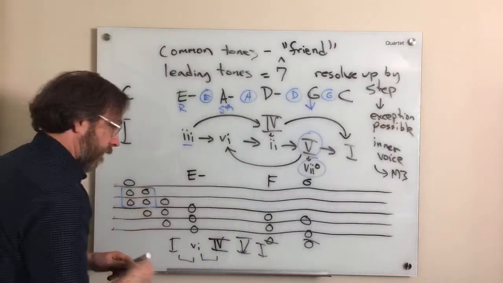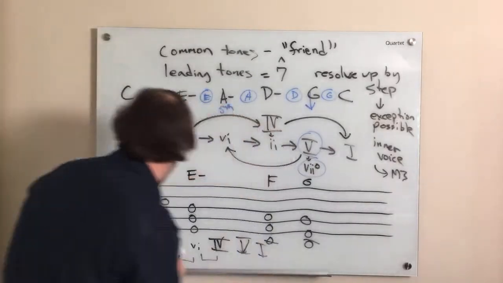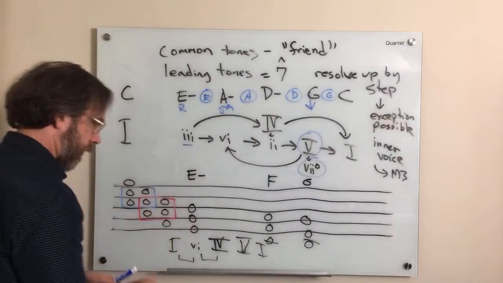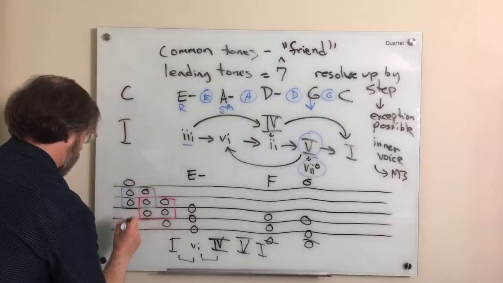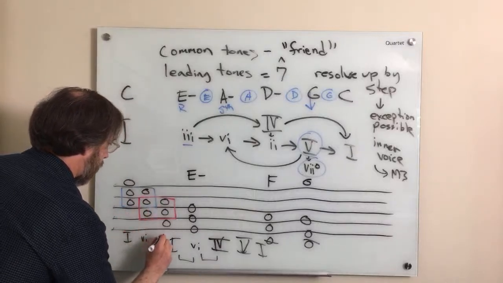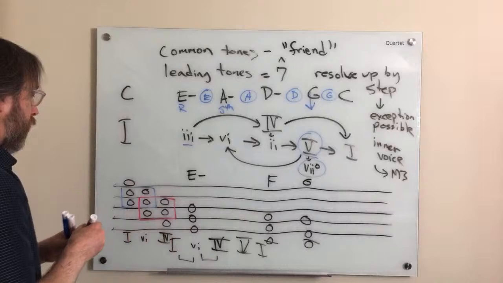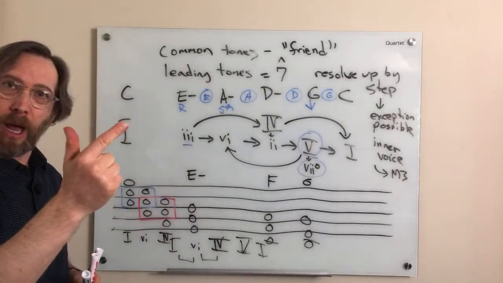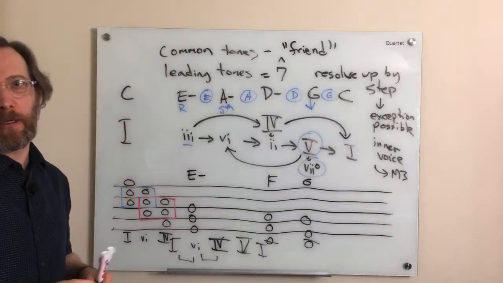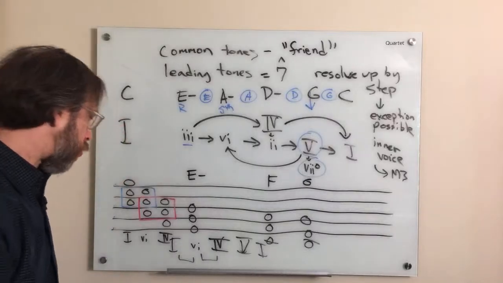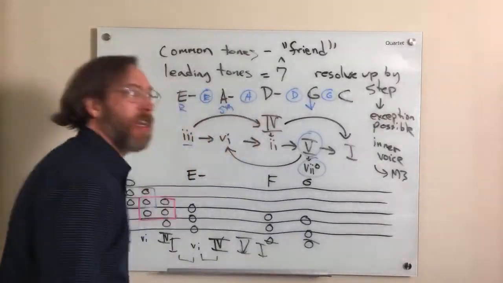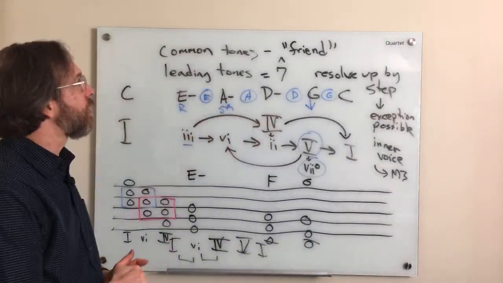And 6 to 4, we also have 2 common tones, right? So 1, 6, 4. You can have 0 common tones, you can have 1 common tone, you can have 2 common tones. So what is the role of common tones in the progression map? It doesn't really have one, to answer the question.